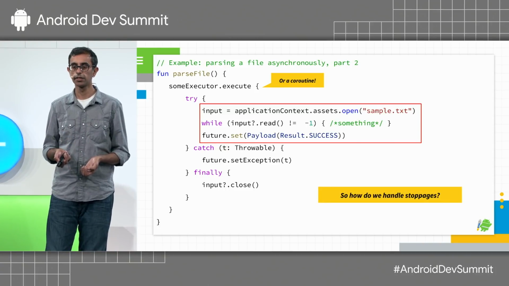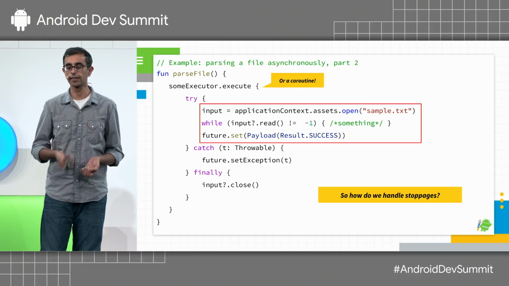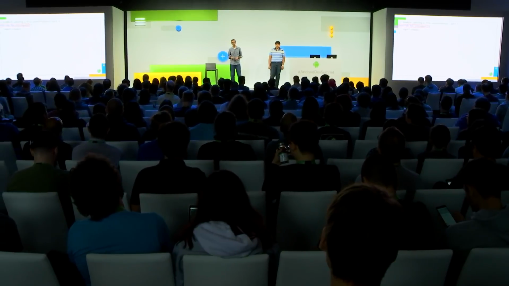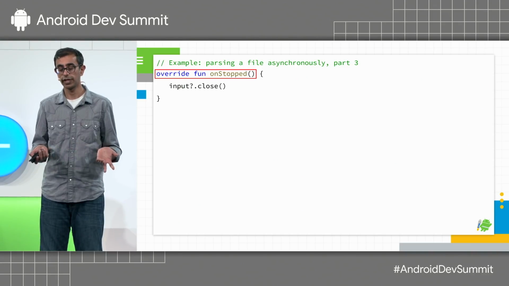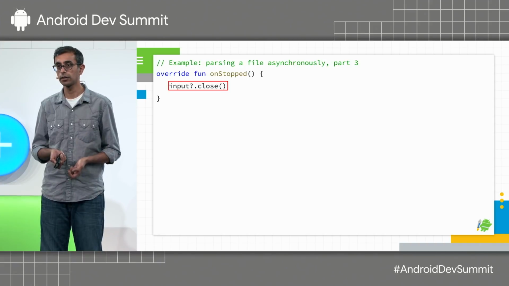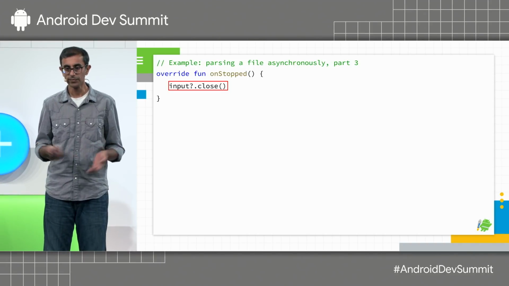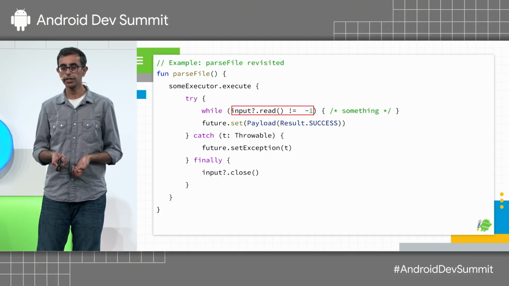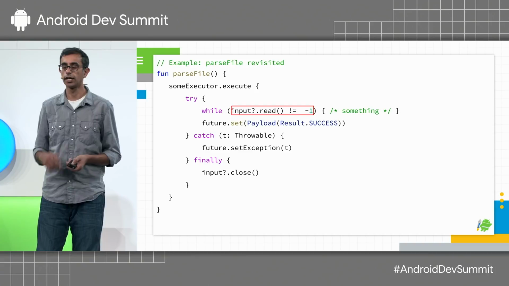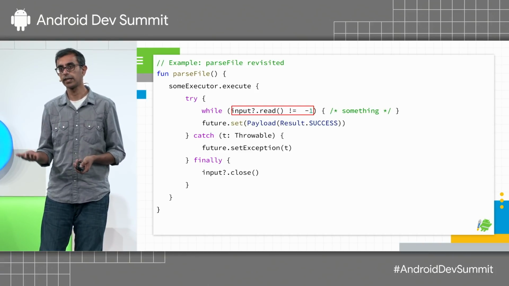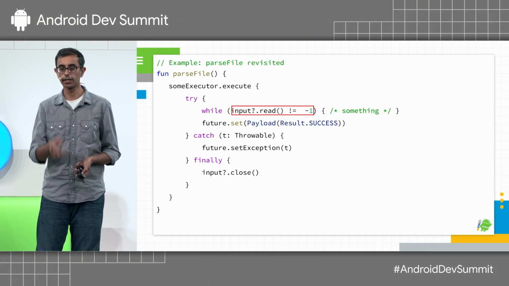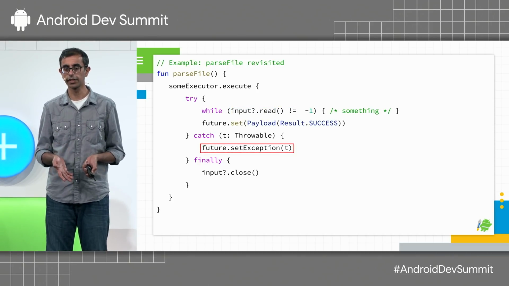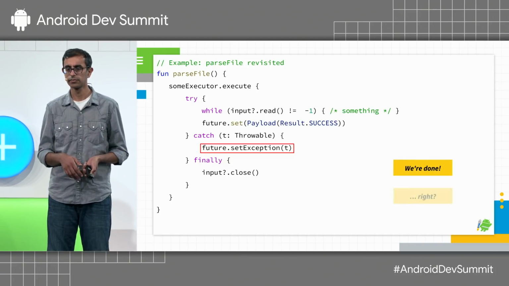So how do we handle when your work gets stopped while this is executing? Like I said, we override the onStop method. Let's say that we want to just finish what we're doing. We could easily just close that input file stream. OK, so what happens now? Let's go back to the code. Well, if you're in the middle of that read loop and you close a file, it throws an exception the next time you try to read something. Well, fortunately, you're already handling that exception right there. So it looks like you're good, right? You're done. Or are you?